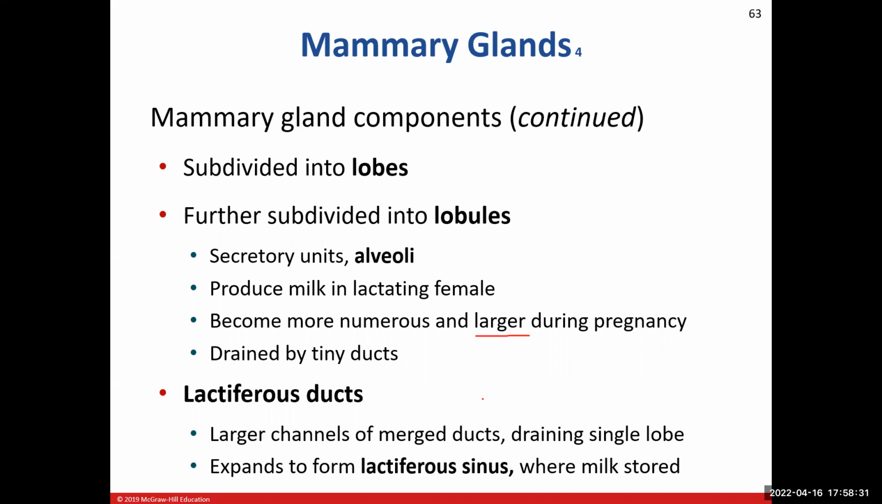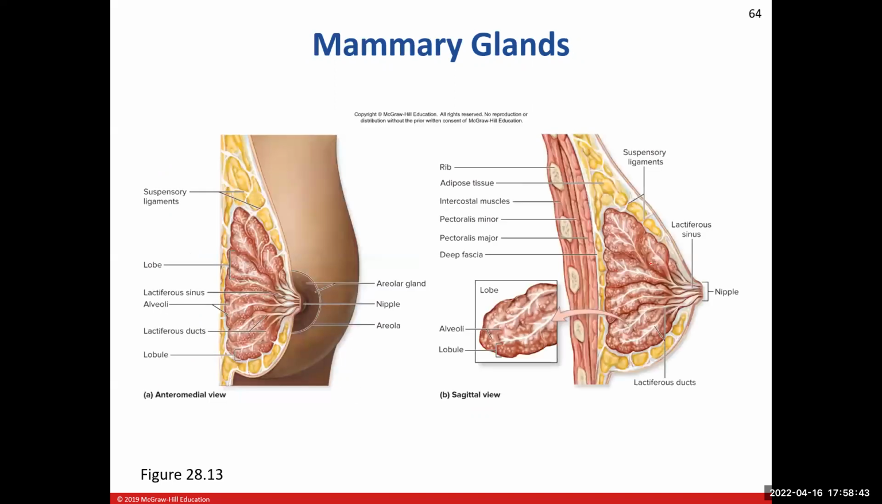And at one point, they'll all converge on a specific area, and we call that the lactiferous sinus. That is where we're going to store the milk. But it can only be stored there for so long. So here you can see the lactiferous sinus. This is where we're going to store the milk for a certain period of time.